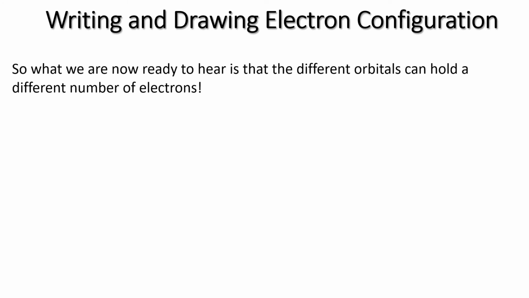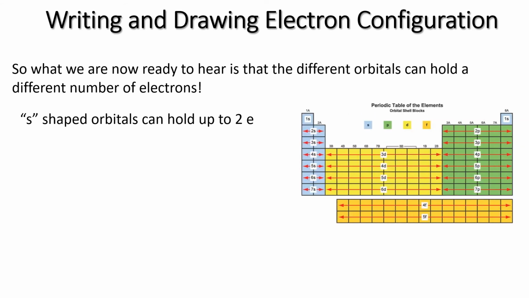So what we are now ready to hear is that the different orbitals can hold a different number of electrons. And I did already kind of allude to this back on our slide where we were showing how the electrons filled the seating for a play. So what we've learned is that the S shape can hold up to 2 electrons. And if you look at the blue boxes on my picture, they are all sort of 2 in a row, right? Even if you look at hydrogen and helium.